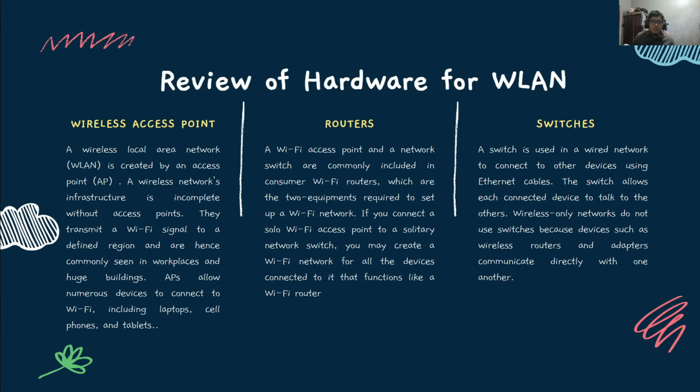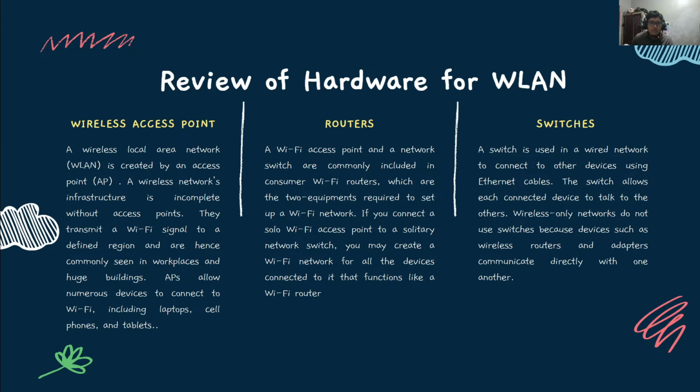Next is a review of hardware for WLAN. First is the wireless access point. A wireless local area network, WLAN, is created by the access point. Wireless network infrastructure is incomplete without the access point. They transmit a Wi-Fi signal to a defined region, commonly seen in workplaces and office buildings. APs allow numerous devices to connect to Wi-Fi, including laptops, cell phones and tablets.